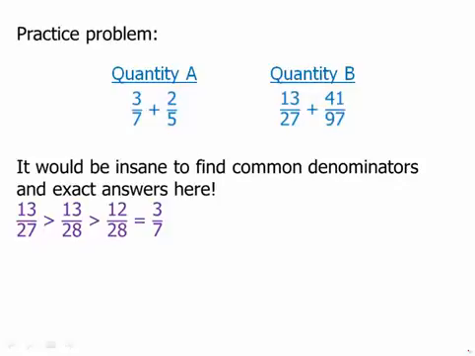2/5 and 41 over 97. Well, 41 and 97, those are awfully close to 40 and 100. Let's think about this carefully. Let's start with 41 over 97 and again increase the denominator to 100.